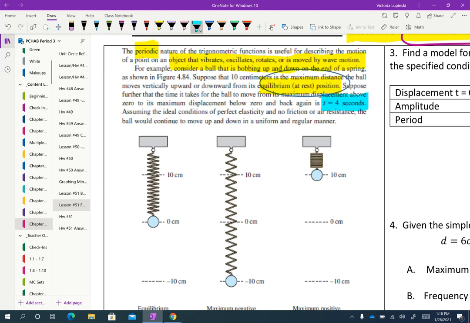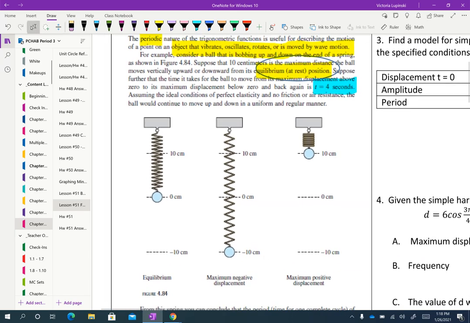We're going to make a couple of assumptions here. This is what keeps it simple. We're assuming that there is perfect elasticity and no friction or air resistance, which means that the ball would continue to move in the same fashion no matter what. So just by reading that and just by looking at the picture, there actually is a fair amount of information that you know. So I want to make sure that you know it.